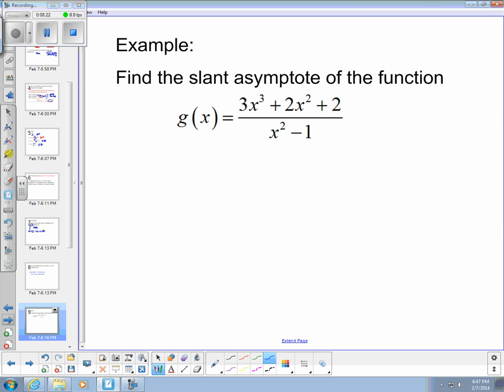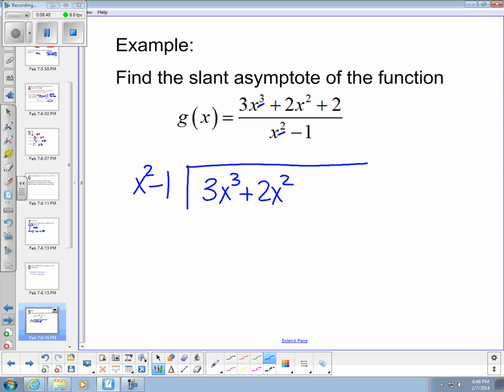Here's an example. Again, it's top heavy because it's x cubed over x squared, so we know it's going to have a slant asymptote. And to get the equation for the slant asymptote, I'm going to have to do some division. So I'm going to have to say x squared minus 1 divided into the numerator, 3x cubed plus 2x squared plus 2. I'm going to leave some space in here because it skips the x. And to keep things lined up in long division, we might need a space for an x.